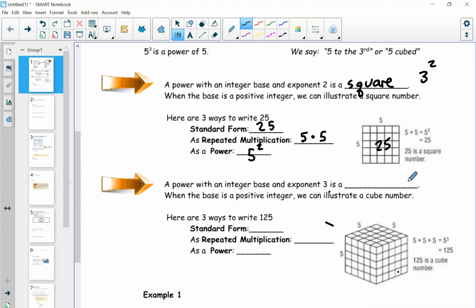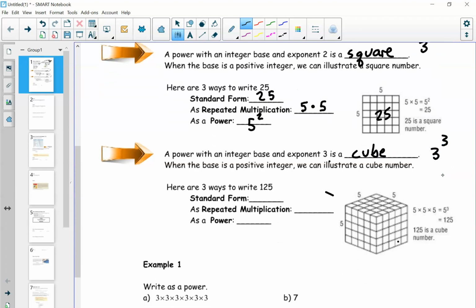A power with an integer base and an exponent of 3 is what we call a cube. Okay? So for instance, 3 to the power of 3 would be considered 3 cubed. In this case, let's use a number called 125 instead of 25. In standard form, again, it's just the number. Okay? But as repeated multiplication, and remember, we have to use the same number for repeated multiplication if we're going to be dealing with powers, that's actually just 5 times 5 times 5. So the same number multiplied 3 times.